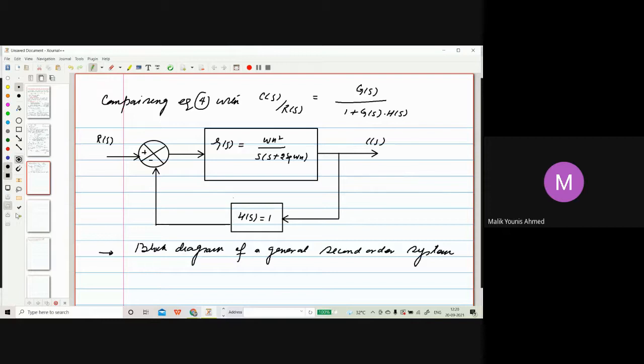Roll number 6. Yes, sir. Any doubts? So we have to represent this.